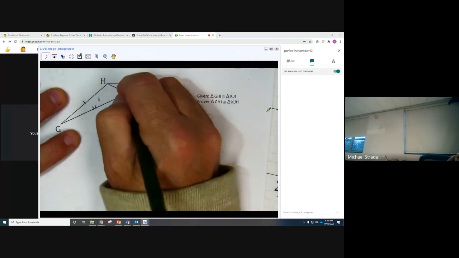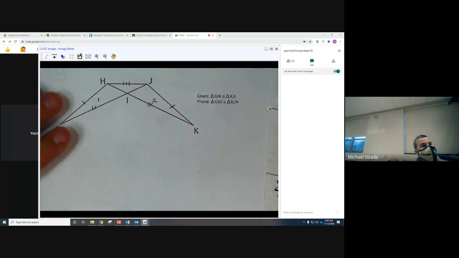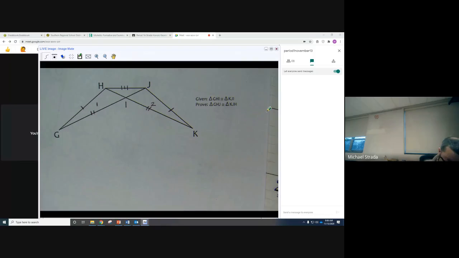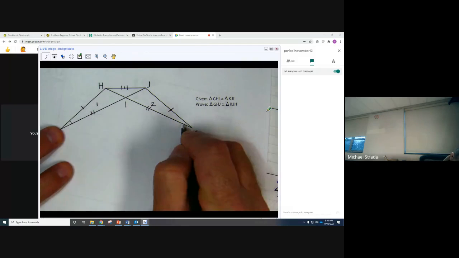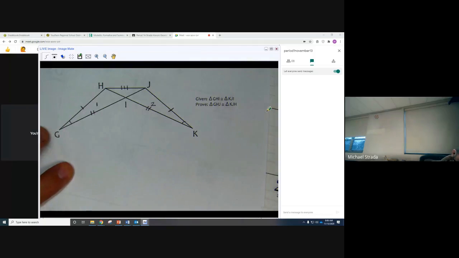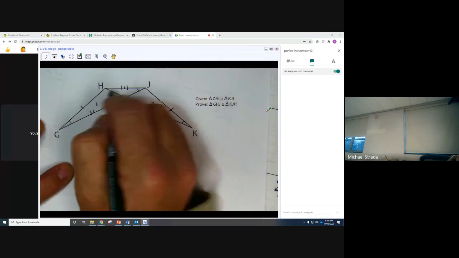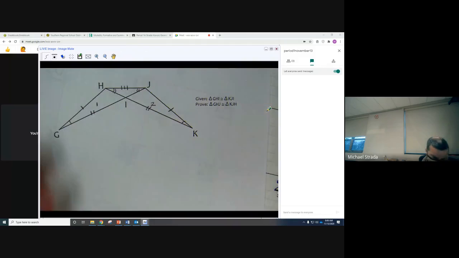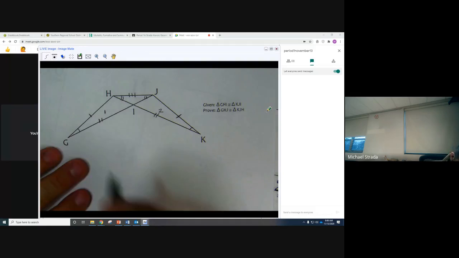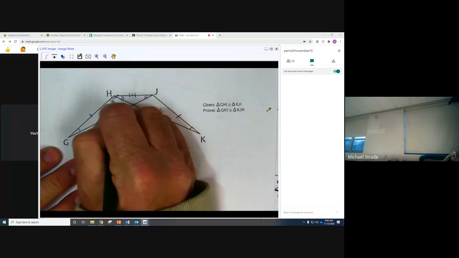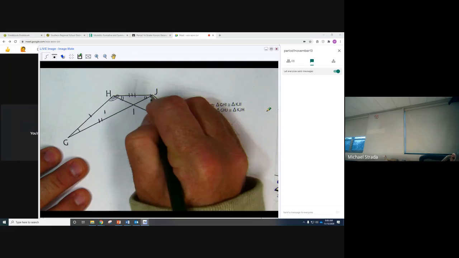And that, of course, is a what? Shared side. This angle is congruent to that angle. This is congruent to that. And then this entire angle can be congruent to that entire angle.